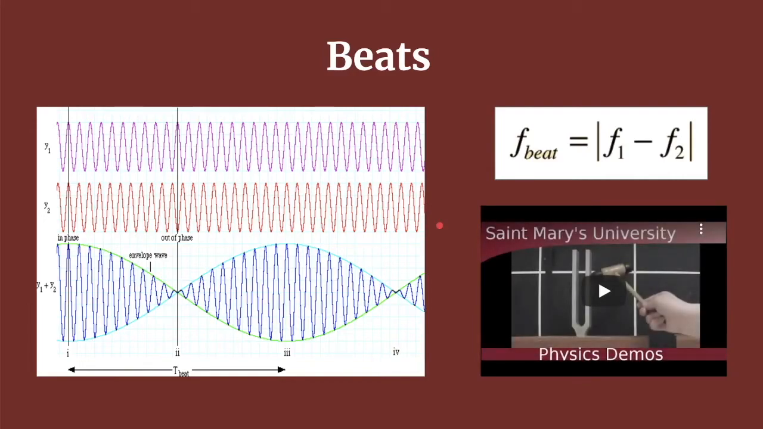It's because one of the frequencies becomes slightly more and more out of phase with the other that they switch between constructive and destructive interference and make this wavering noise. The beat frequency is very simple. It's just the difference between the original frequencies.